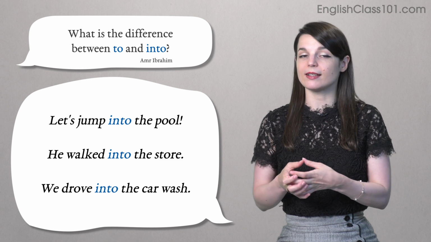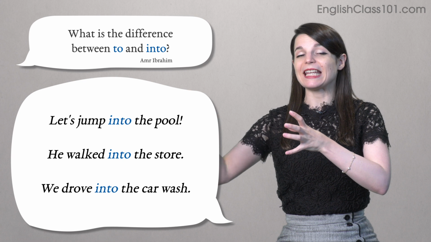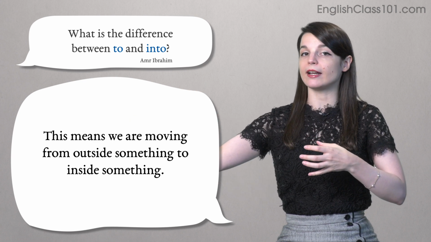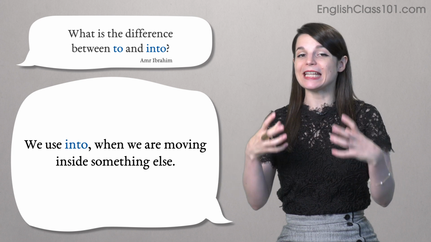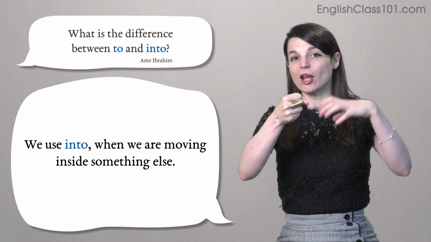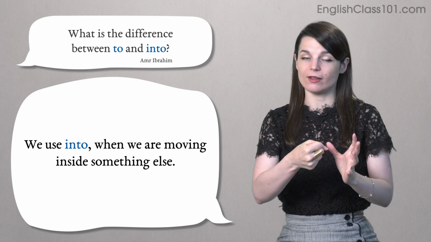So in each of these example sentences, there's an object or a person moving inside of a location. So they're going from outside a location to inside of a location. We use into to show that the movement is happening and to show that that object or that person is being enclosed in something else.